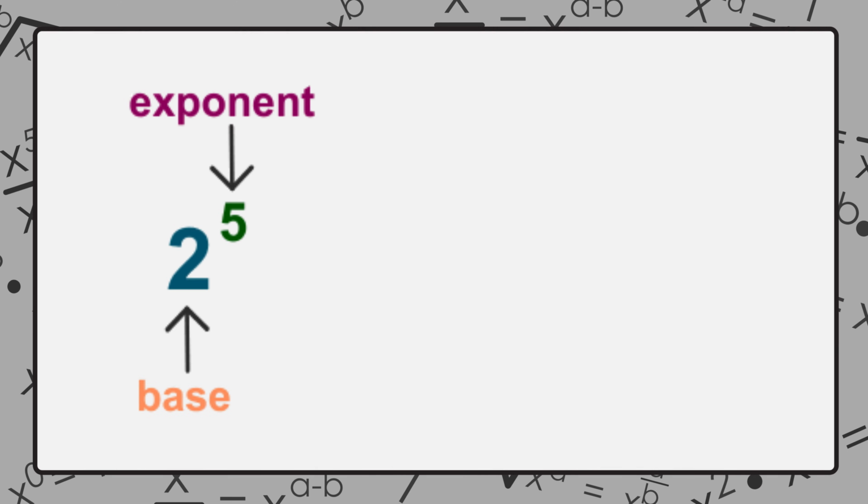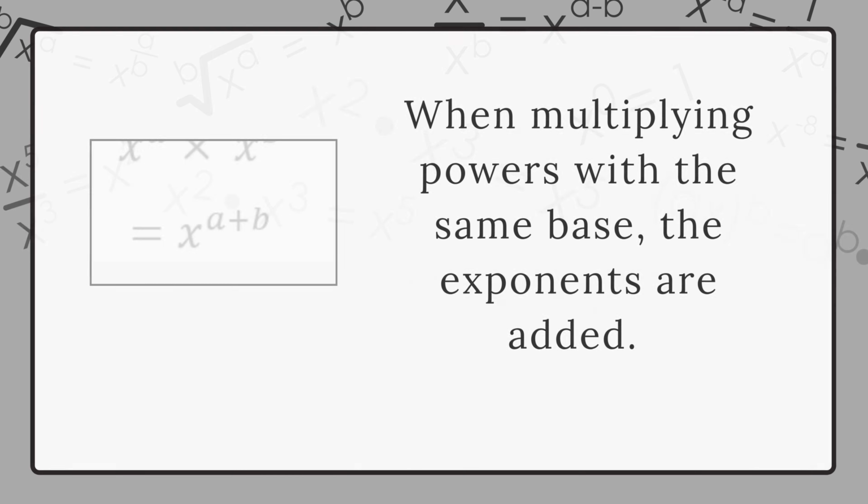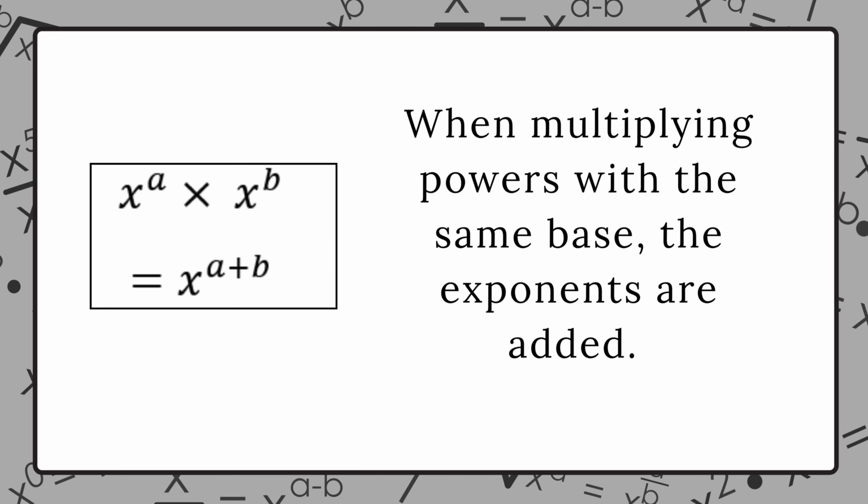In this example, the base is 2 and the exponent is 5. It means that we're going to multiply the base 2 with itself 5 times. Our first law states that when we multiply with powers and the bases are the same, we add the exponents.